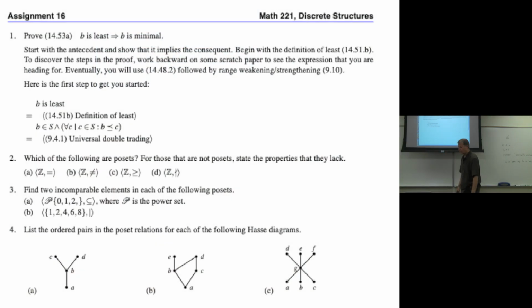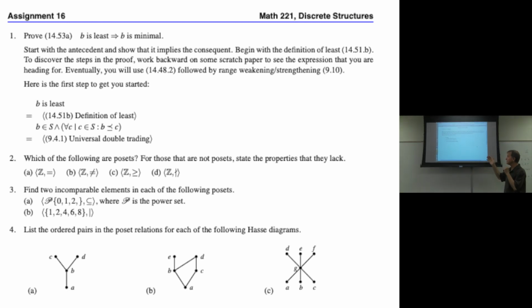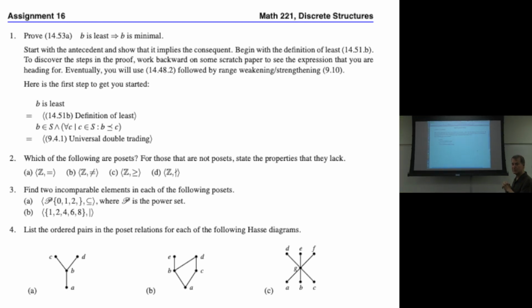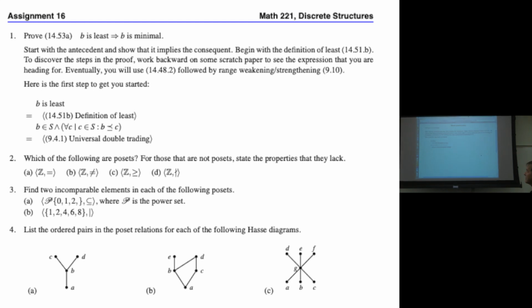Here, I gave you a hint. Of course, if I ask you this on the final, there won't be the hint, right? You'll have to know how to do this without the hint. So here is the hint. It says we have to prove 14.53a. Up there it says B is least implies B is minimal. So we start with the antecedent and show that it implies the consequent.